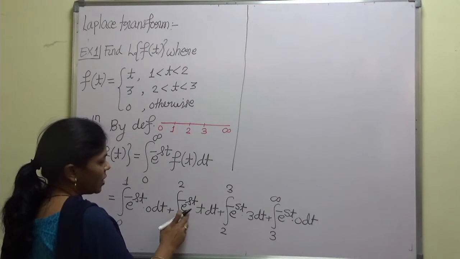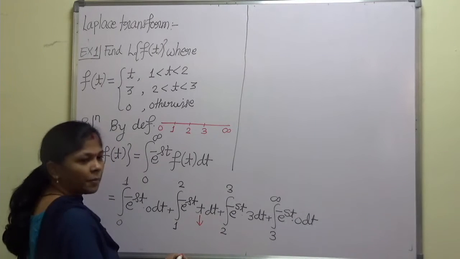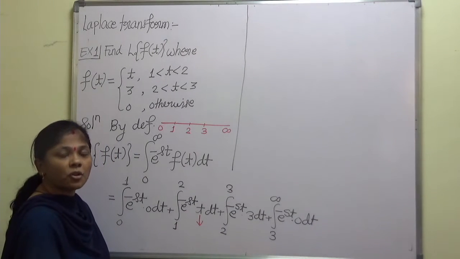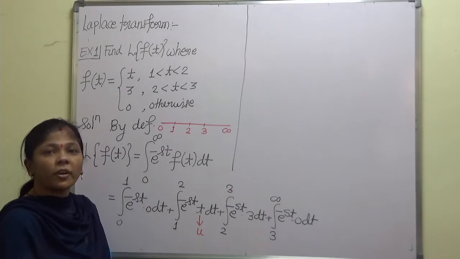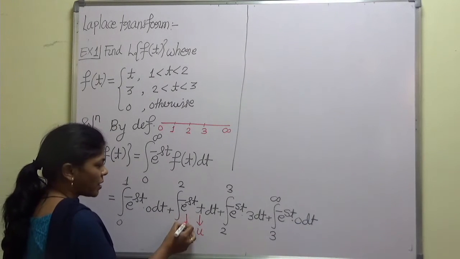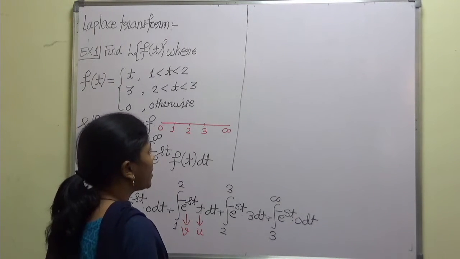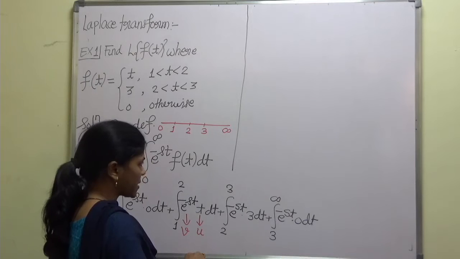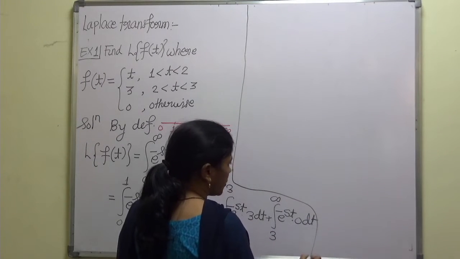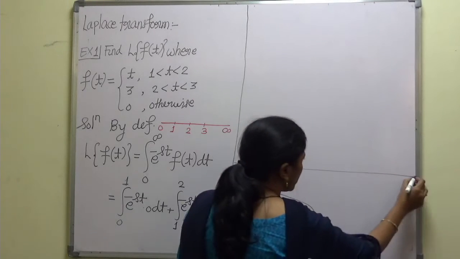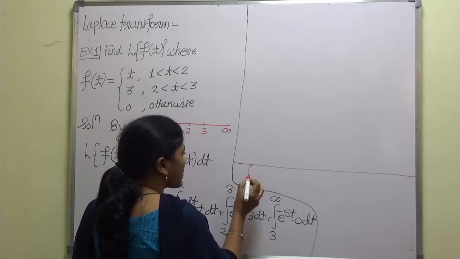So here we have t into e raised to power minus st. This you can simplify by making use of successive integration by parts. In successive integration by parts, the algebraic function is taken as u and the remaining function is taken as v. Now let us recall quickly what is successive integration by parts. I have told you many times this formula. Still I am revising it once again.